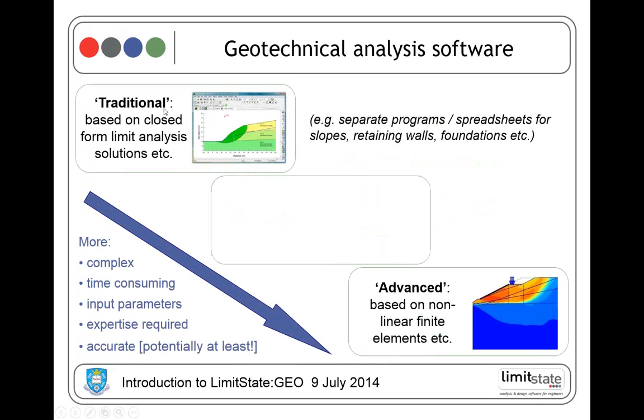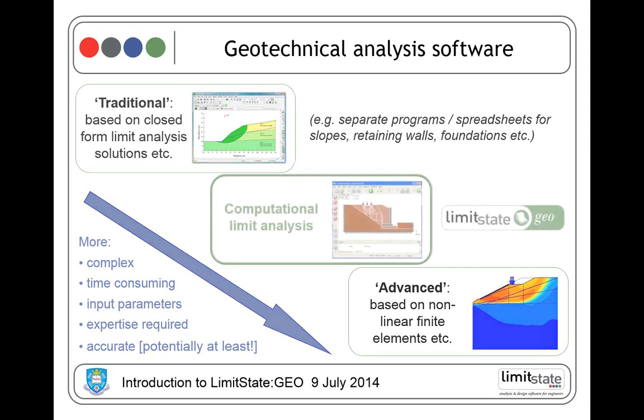Now, just to start off, it's useful to put the ultimate limit state software into context. If you look at the geotechnical analysis software that's available, at the top of this slide, we have what we might call traditional software based on closed-form limit analysis solutions. These might be spreadsheets or method of slices type approaches for analyzing collapse states. And at the bottom right-hand of the screen, we have the more advanced tools based on finite elements, which can model any problem geometry and complex soil behavior, including deformation and collapse, but perhaps is better at modeling deformation.